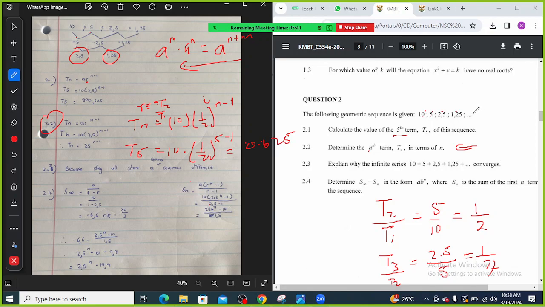Can you say 0.625 divided by 1.25? It's 0.5, which is 1 over 2. Yes, that's correct. So this answer is the one you can take and write here. Just write the answer only. You understand? So you don't have to work hard.